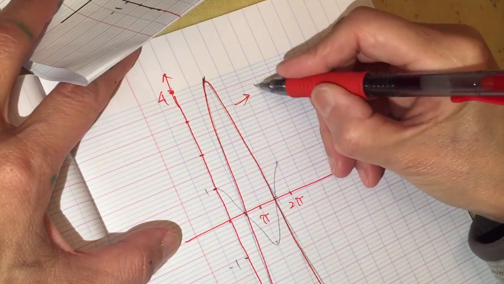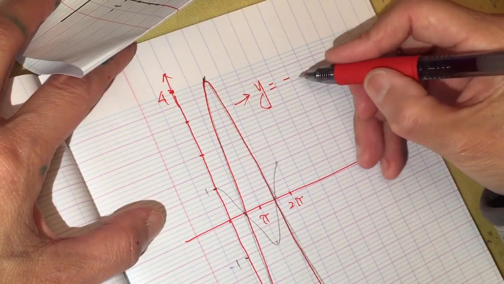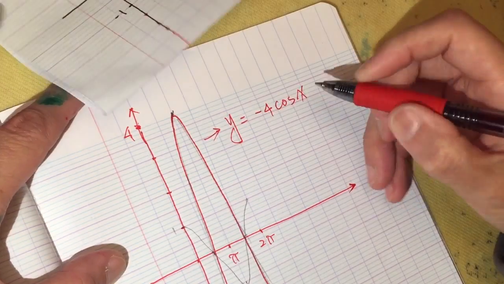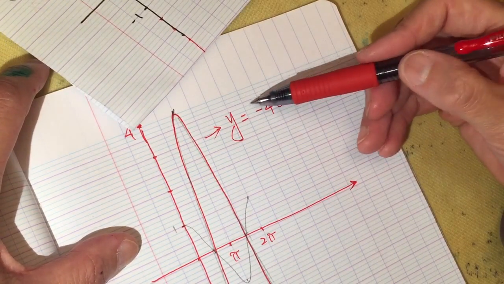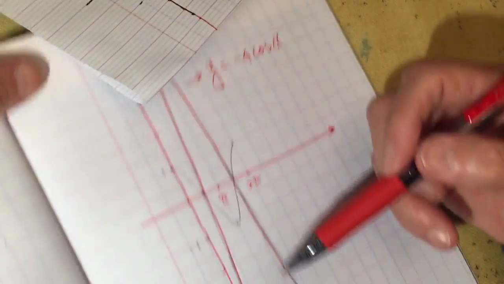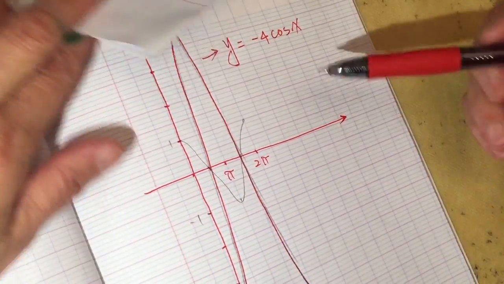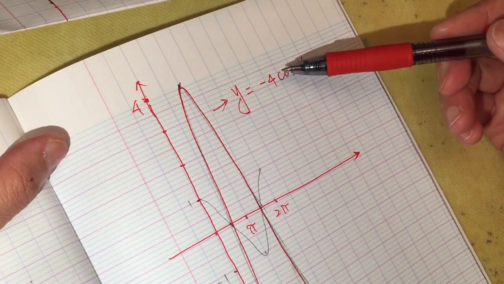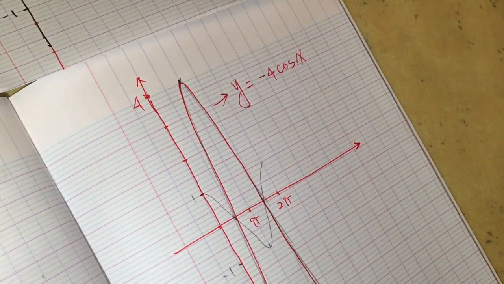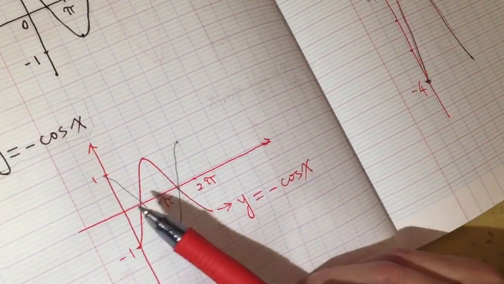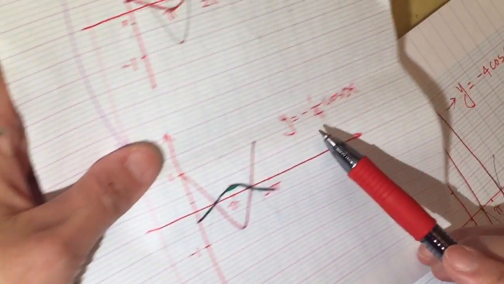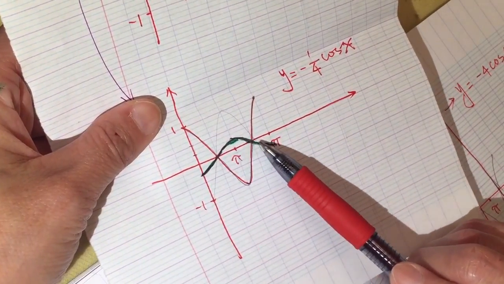So this is y equal negative 4 times cosine x. So you can see very visually that if the coefficient is negative, you flip it going down. And if the coefficient is bigger than 1, it means it stretches very slender, very skinny. And if the coefficient is smaller than 1, it means it's very chubby.